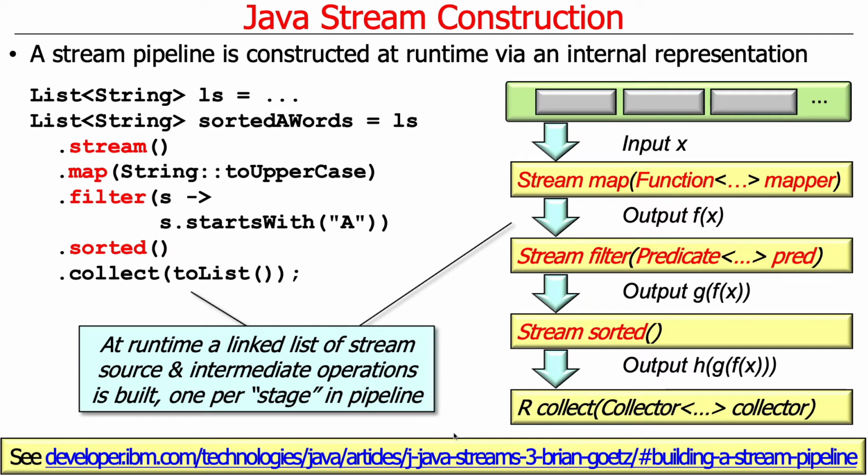This example is going to take a list of strings, turn it into a stream of strings, uppercase all the strings, only allow strings that start with the capital letter A to continue. Then we're going to sort everything that starts with the capital letter A, and then we're going to collect the results into a list. So that's going to be called sortedAWords. So that's what we're going to do.